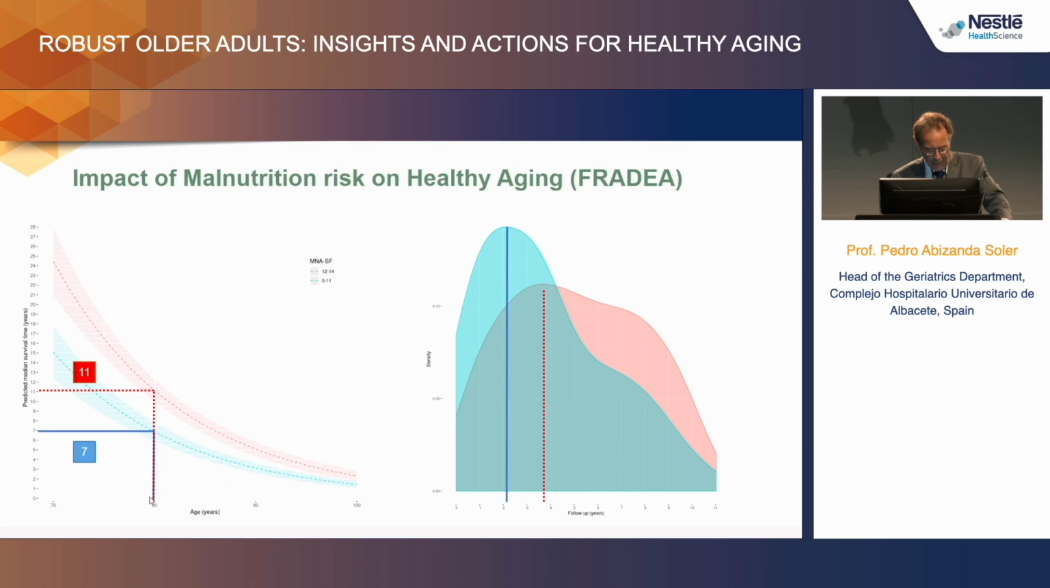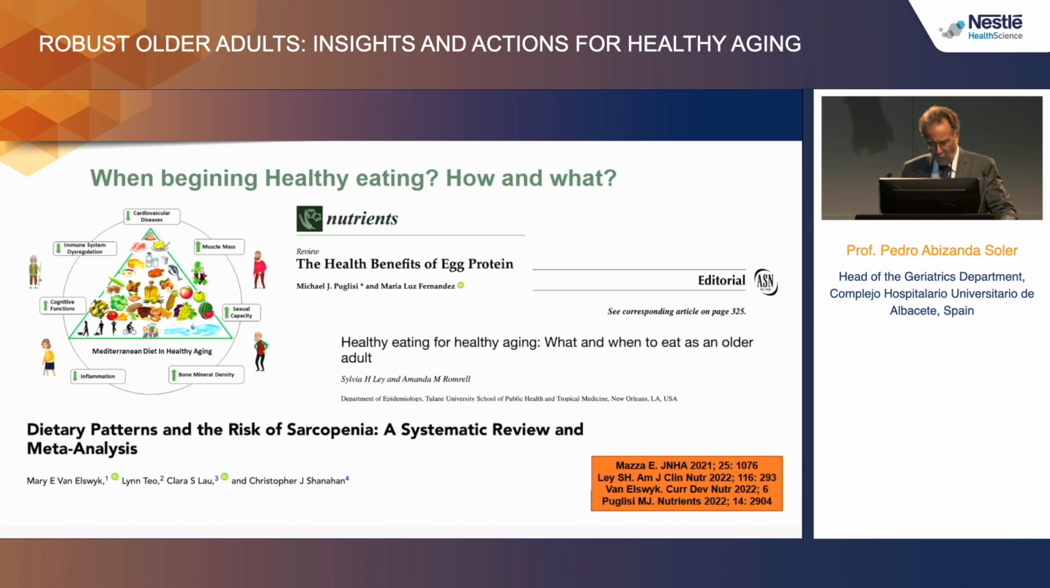And if, for instance, you are 80 years old and you are not malnourished, your median predicted survival time is 11 years. But if you are malnourished, your median survival time is 7 years, so 4 years less, depending on your nutritional status. And the same happens with density of hospitalization. You can see here how those at risk of malnutrition have their curves shifted left 2 years. So if you are malnourished, you will get to hospital 2 years before than if you are not malnourished. So malnutrition has to do with healthy aging.